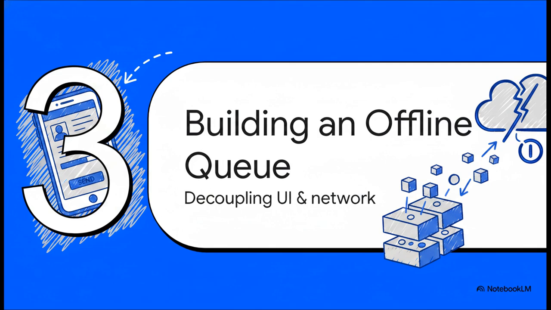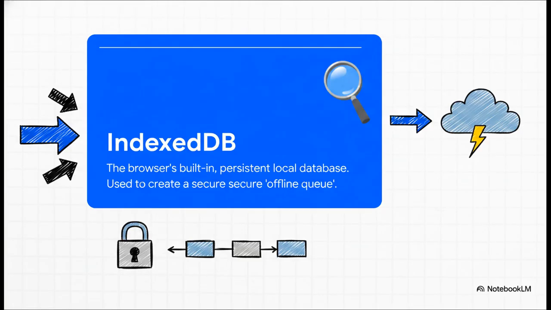We have to stop trying to send data directly to the network the moment the user hits save. Instead, we need to build what's called an offline queue. This move effectively decouples the user interface from the network itself. They become two separate things. And the foundation for this whole new architecture is something called IndexedDB.